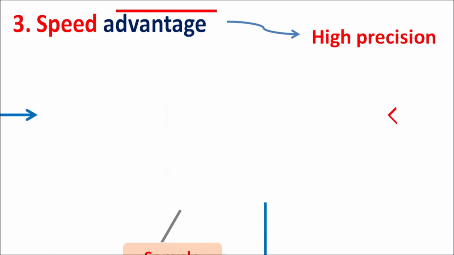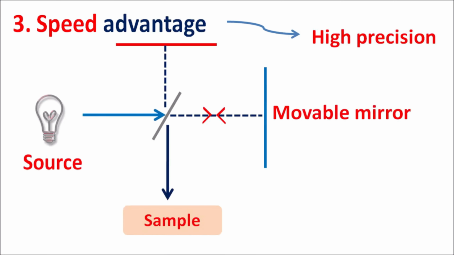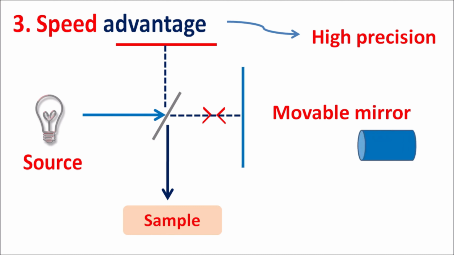The third advantage is the speed advantage. This also results in high precision. Within the FTIR, the movable mirror moves at a specific velocity. This velocity can be measured very accurately at each time by using a laser beam. Suppose this mirror is moving like this. Then we can use a helium neon laser beam, which can accurately detect the position of the scanning mirror, so that at each time the frequency of IR radiation can be accurately measured.